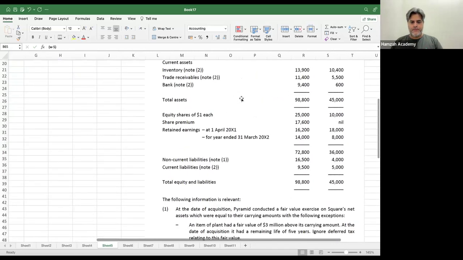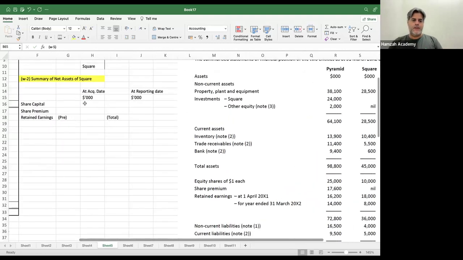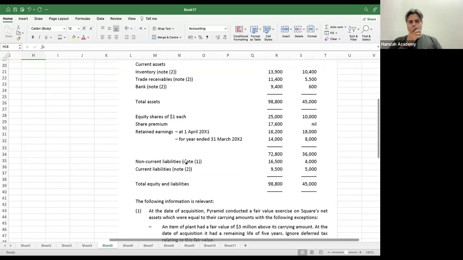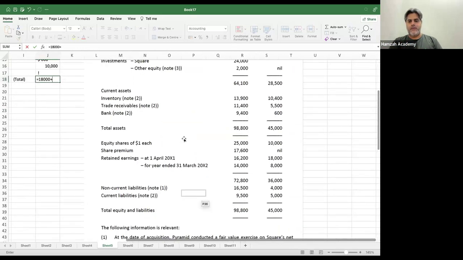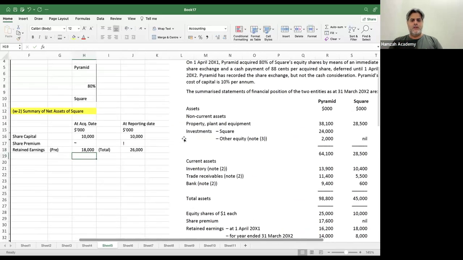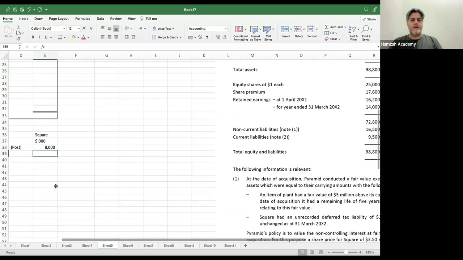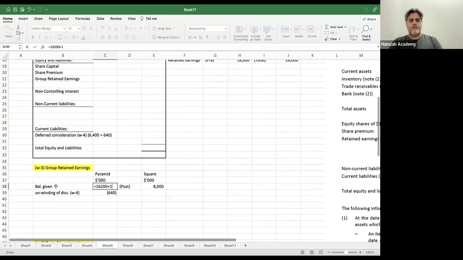Now let's just go down. And when we go down, let's see. The share capital is 10 million. I'll write the 10 million over here. No premium. As far as the retained earnings are concerned, I got it on 1st April. This is 31st March. So pre-acquisition retained earnings are 18,000. This is 18,000 plus 8,000. And the post is going to be 8,000 and the total 16,200. 14,000.